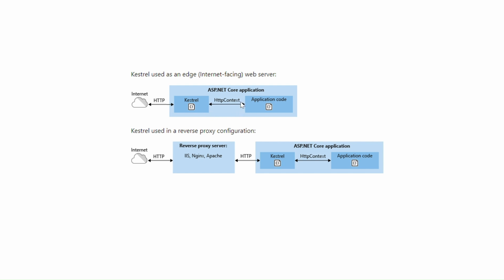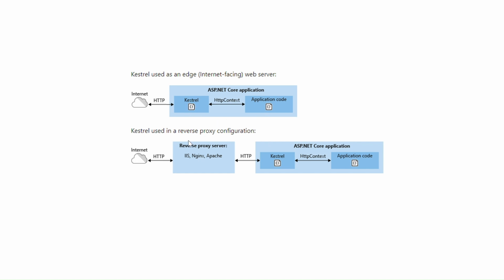It creates an HTTP context and sends that context into our application code. This HTTP context is nothing but the information of the HTTP request. It has the request body, request header, and other useful information so that we can process the request in application code and provide a response back to them.